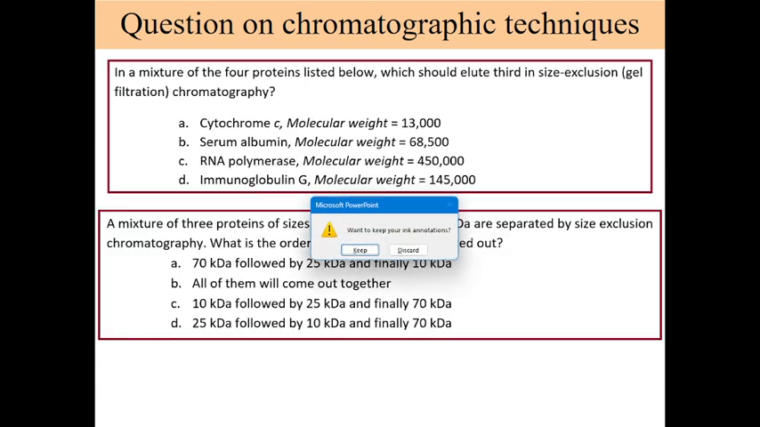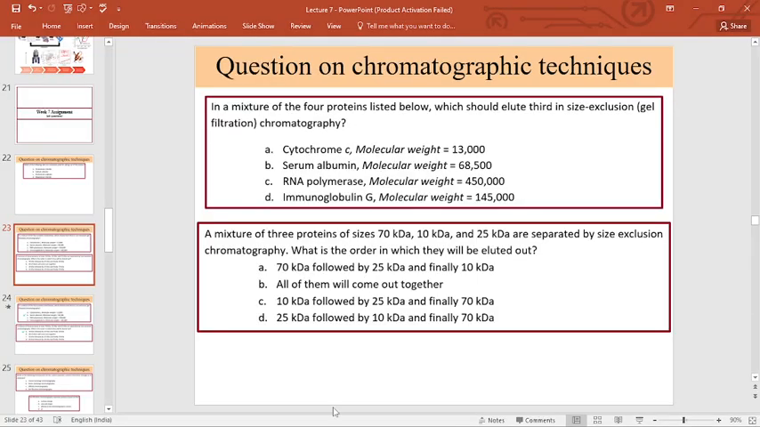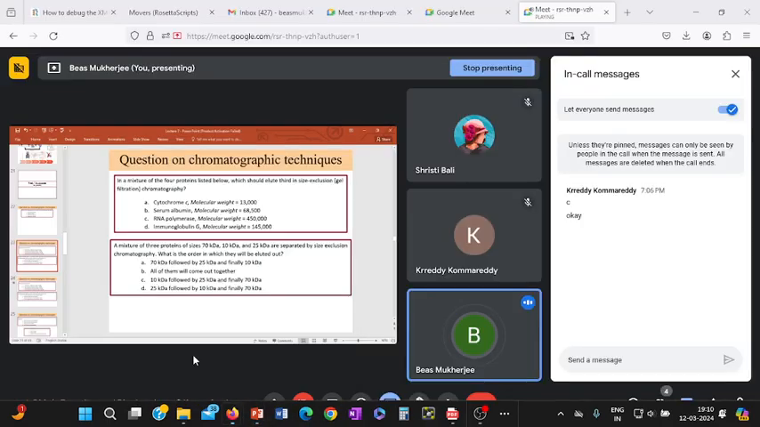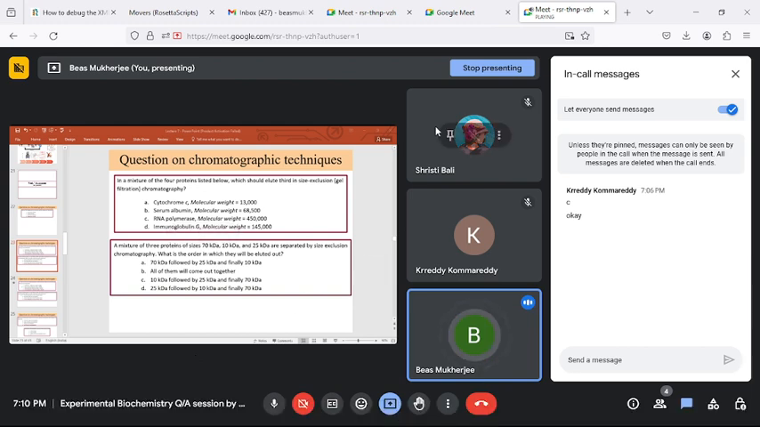You can give me the answers in the chat box. Okay, the question is: in a mixture of 4 proteins listed below, which one should elute third in a size exclusion or gel filtration chromatography? A has molecular weight of 13 kDa, B has molecular weight 68.5 kDa, C has molecular weight 450 kDa, and immunoglobulin. So you are saying that B is the right answer, right, for this one.